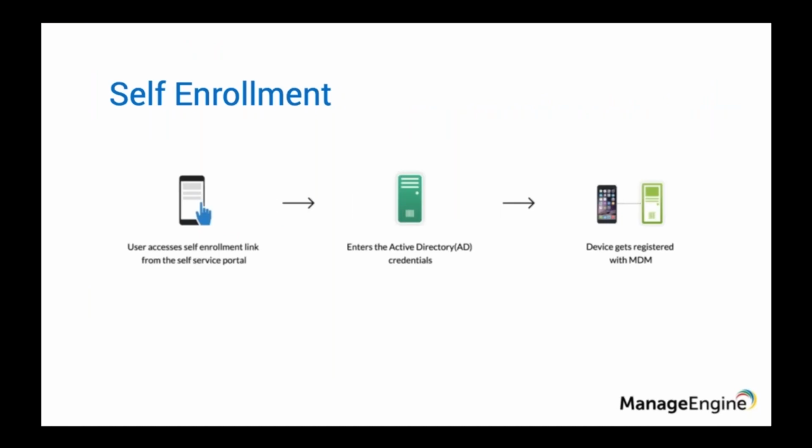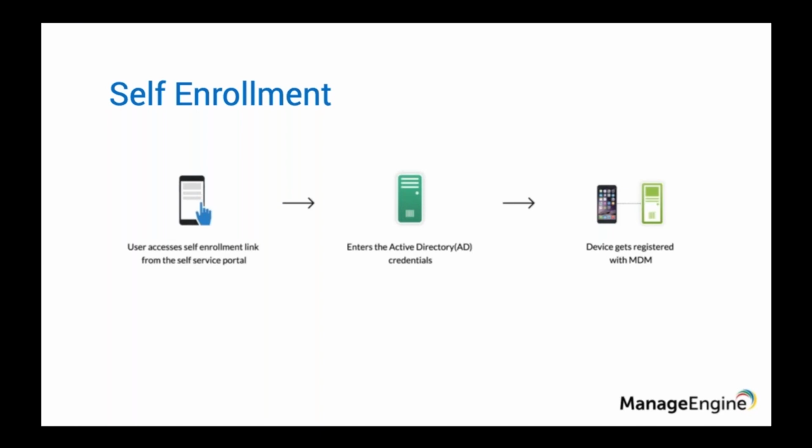This is how self-enrollment works. As an admin, you need to ensure that the self-enrollment link is made available on your organization's self-service portal. Once the users access the self-enrollment link from the self-service portal, they'll be asked to authenticate themselves using their Active Directory credentials. Upon successful authentication, the device gets registered with MDM.